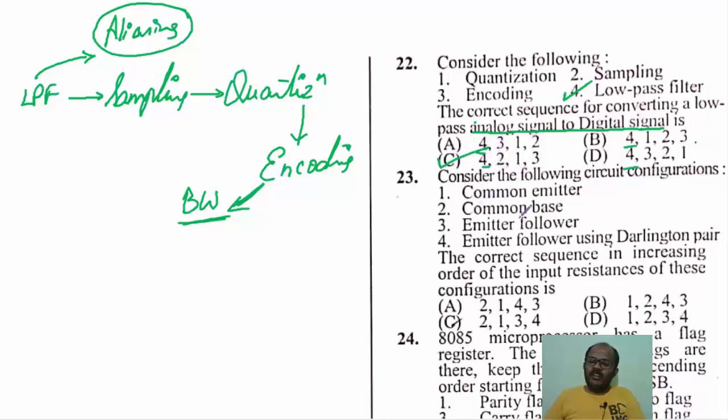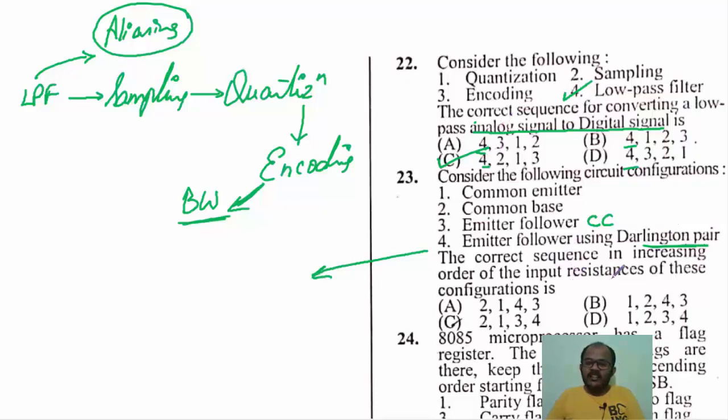23rd question, they have given is, consider the following circuit configuration. They have given common emitter, common base, emitter follower which is nothing but common collector, and the fourth statement they have given is emitter follower using Darlington pair. We know that if you are making use of a Darlington pair, gain will be a very high value, but the drawback of using a Darlington pair is you have to pay a penalty in input impedance.